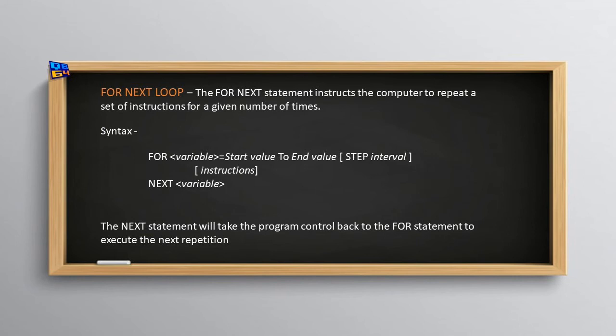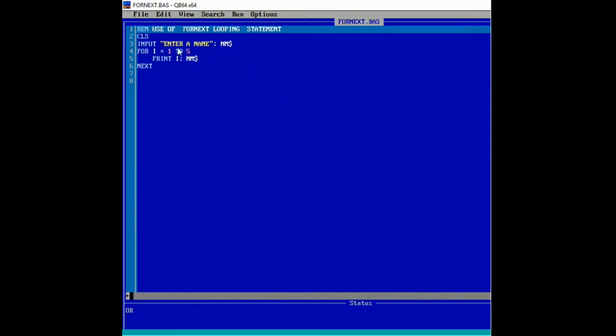Now the first loop is the For Next loop. The For Next statement instructs the computer to repeat a set of instructions for a given number of times. The Next statement will take the program control back to the For statement to execute the next repetition. So now let us see the use of the For Next statement.